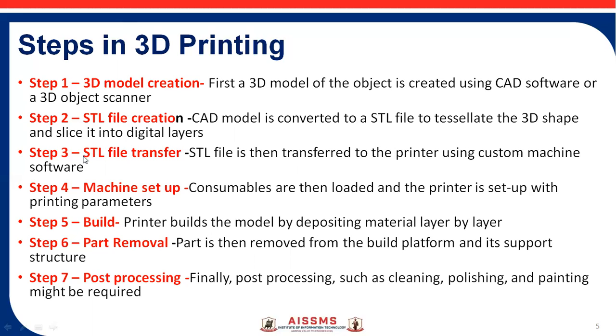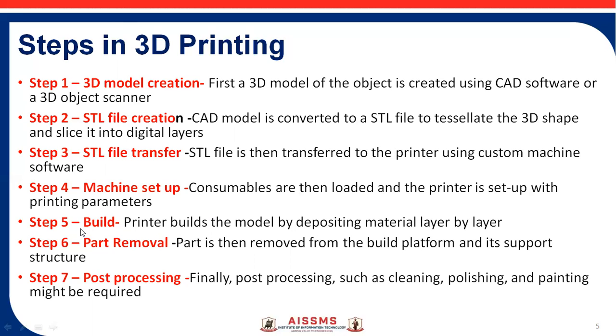In the third step, STL file transfer. We have to transfer the file. Where do we have to transfer the file? The STL file is then transferred to the printer using the custom machine software. Then in step 4, machine setup, we have to set up the machine. Consumables are then loaded and then the printer is set up with the printing parameters.